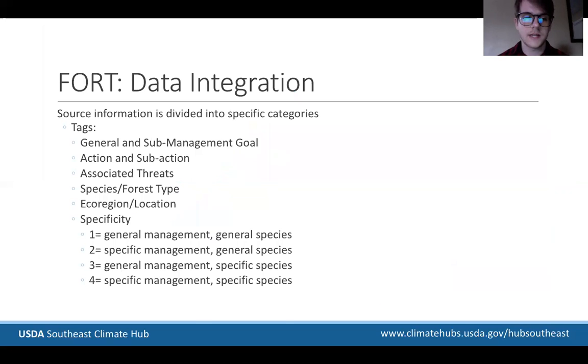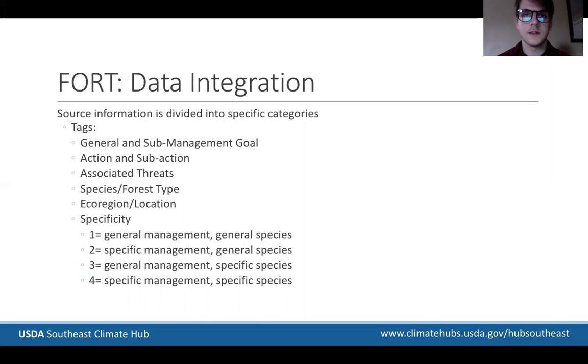So taking you through a sort of cradle to grave approach of how the tool functions, it starts with source information being divided into specific categories. The categories that we chose were general and sub-management goals, which are the tangible goals accomplished by management, the action or sub-actions, which are descriptors of what specifically the management recommends, the associated threats, which refer to disturbances the management aims to mitigate. This could be erosion or wind throw or even flooding.